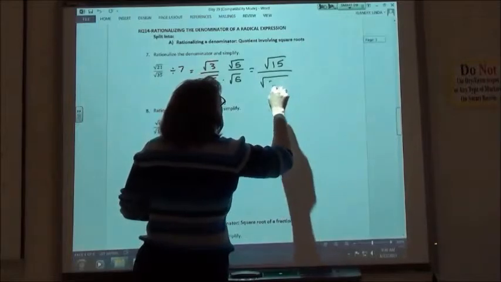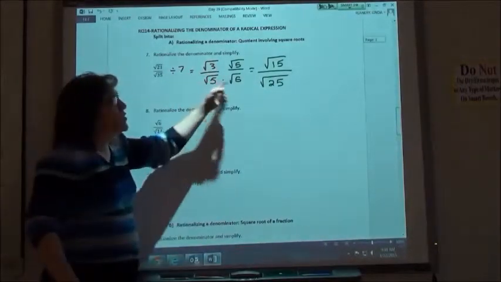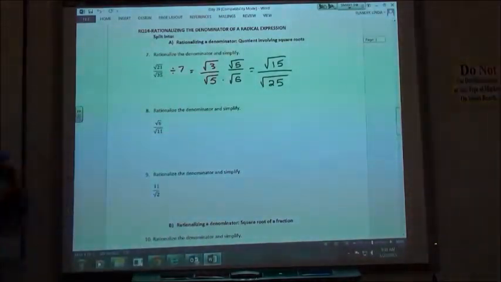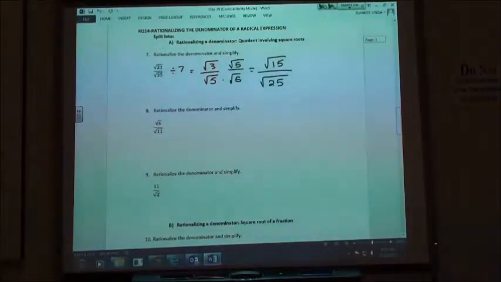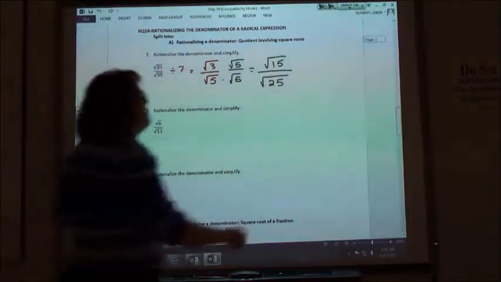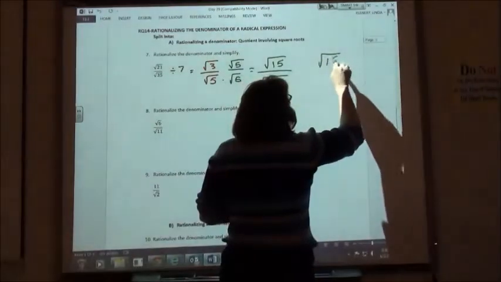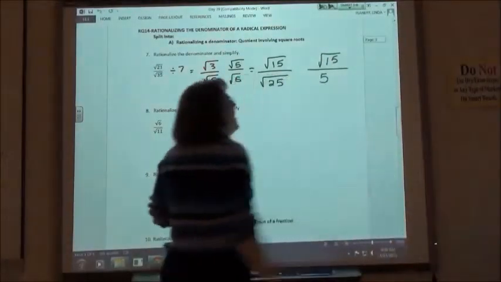On the bottom, I'm going to have the square root of 25, which should be a perfect square because I took 5 times 5, right? I can then simplify the bottom, and I'm going to have the square root of 15 over just a plain old 5.